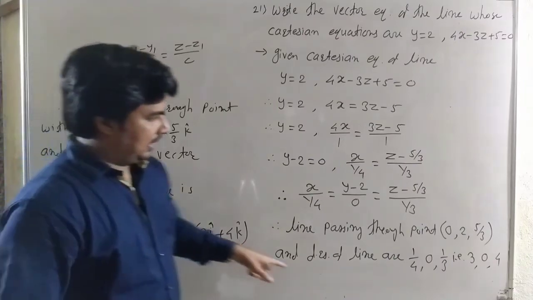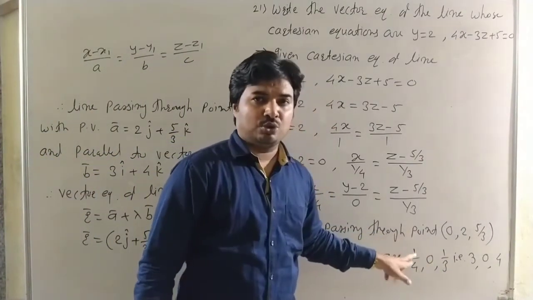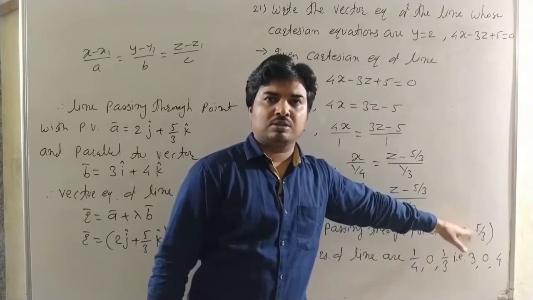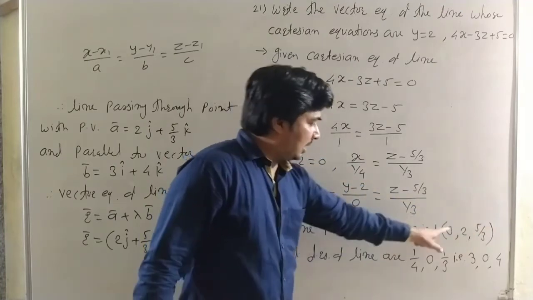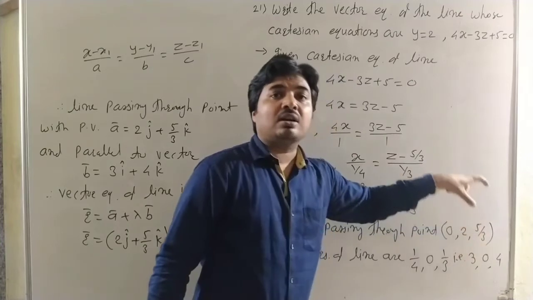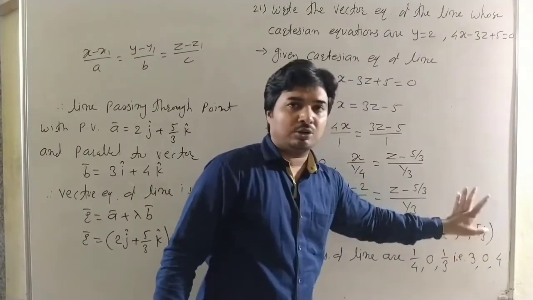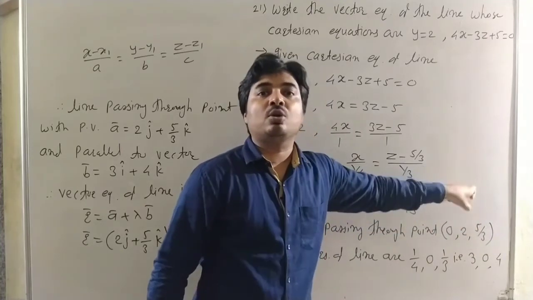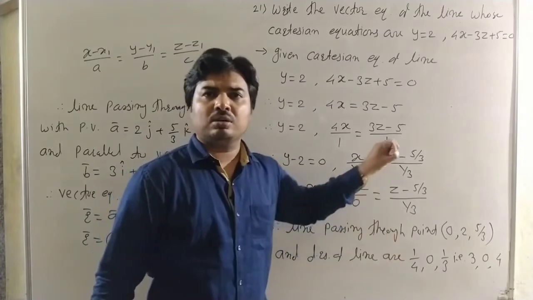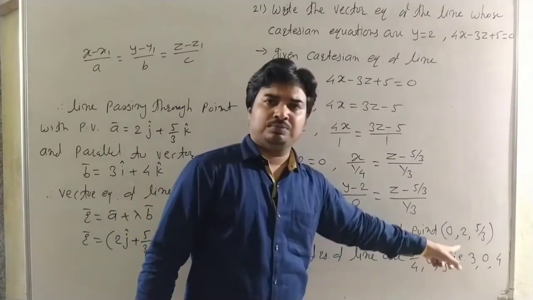Here it is 1 by 4, 0 and 1 by 3 are the direction ratios, so we can multiply or divide all three numbers by any real number. But here 0, 2 and 5 by 3 are the Cartesian coordinates, here they cannot be changed. Here multiply by 3 cannot be done, because it is the Cartesian coordinates of the point, and these are direction ratios. Direction ratios are proportional numbers, so we can multiply or divide these numbers.